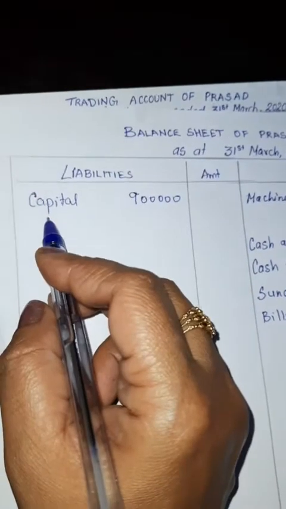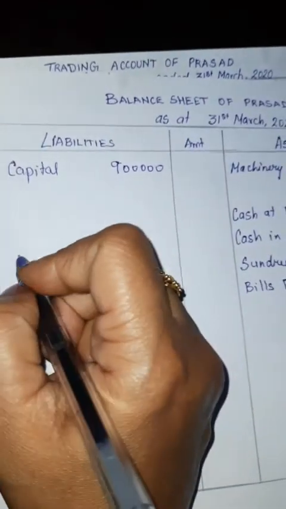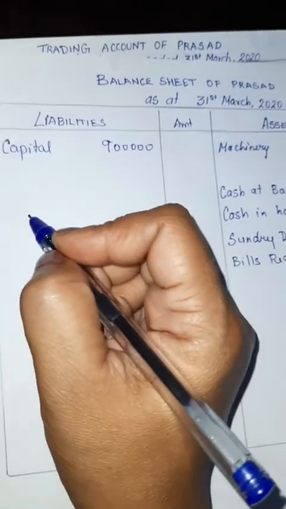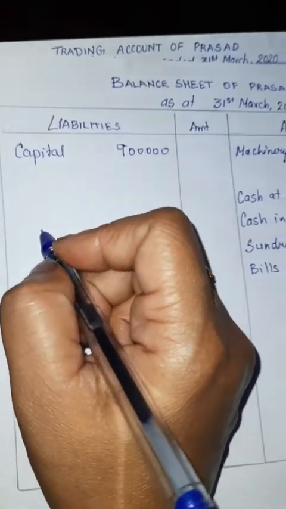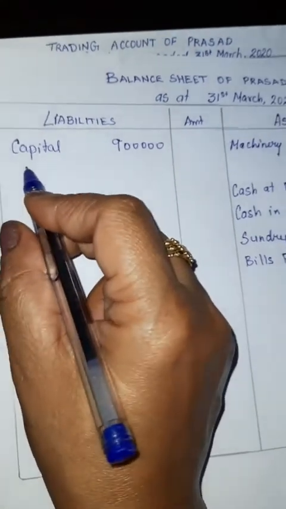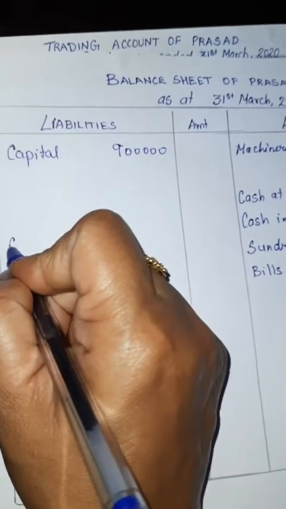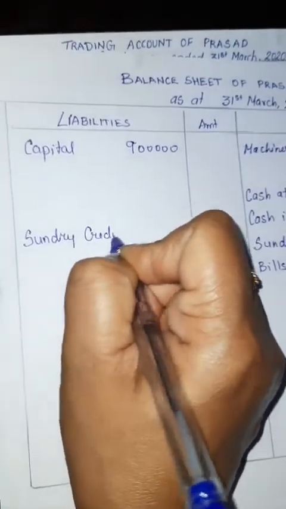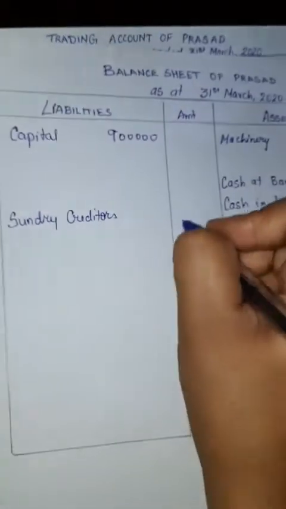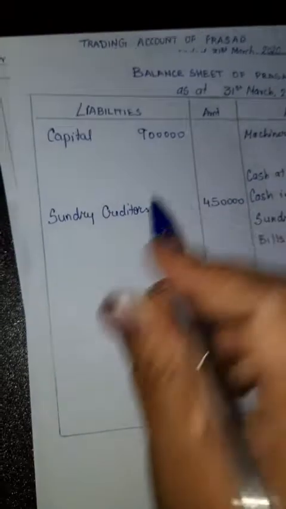So leave some space after capital because the net profit of the profit and loss account will be added to the capital account. So you just have to leave some space. After that you write down sundry creditors. Amount is 4,50,000. Next comes interest received.